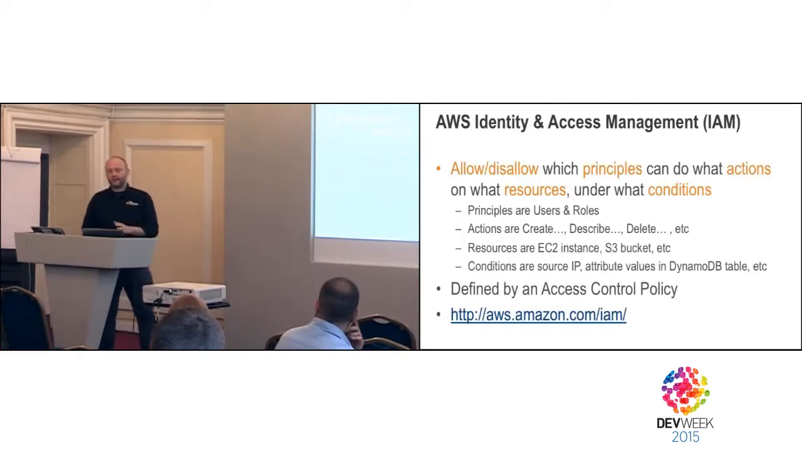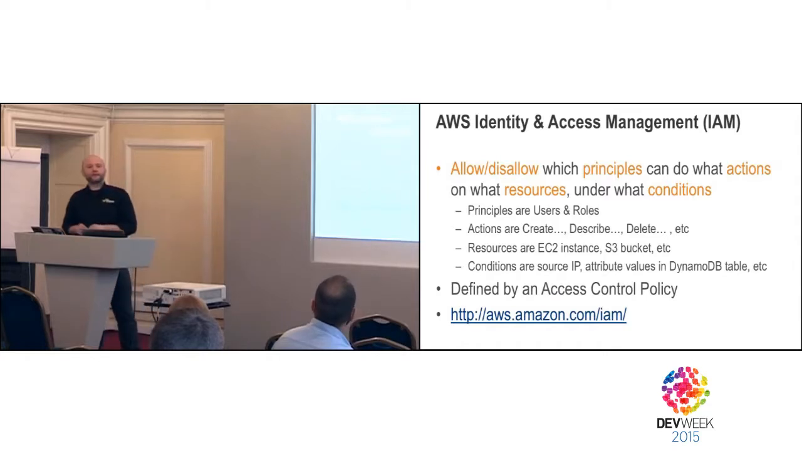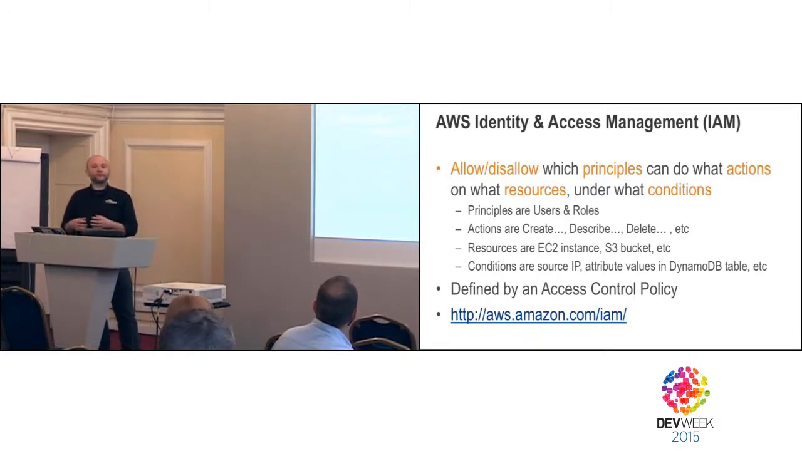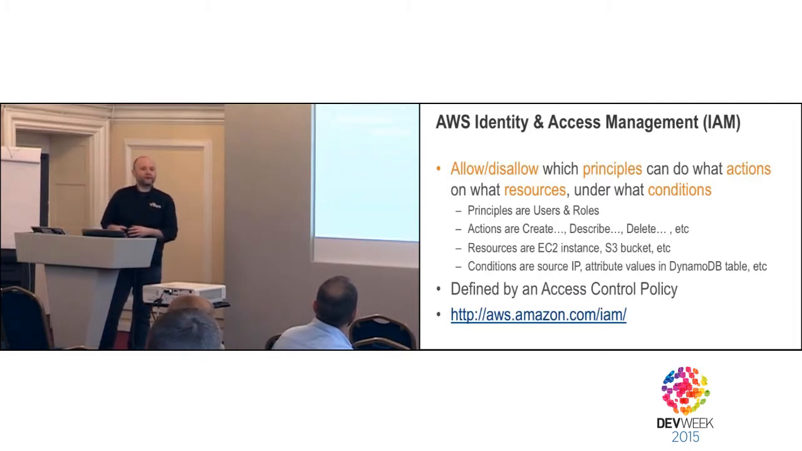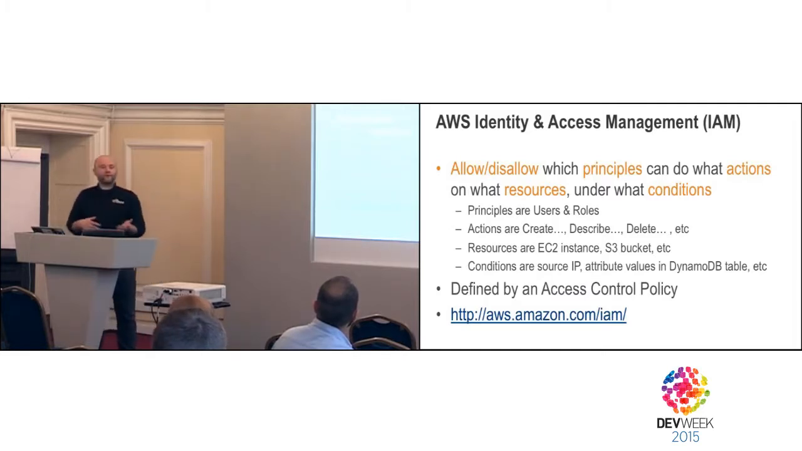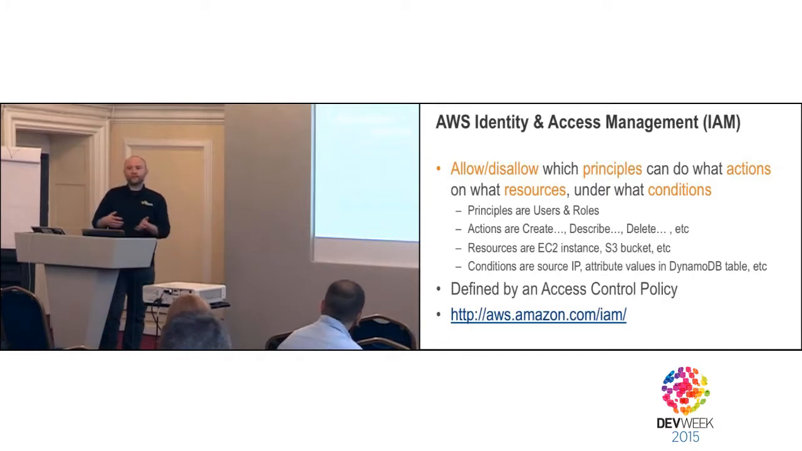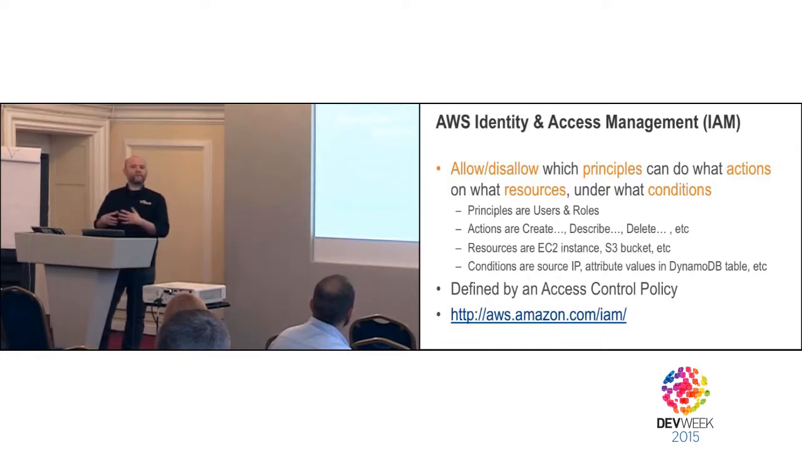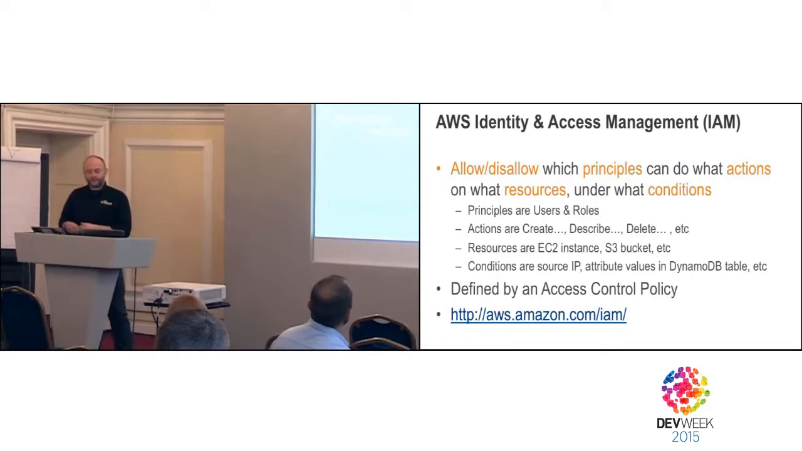Another service that we also provide is the Identity and Access Management Service. This is a way of creating users and roles within your AWS account, so you can specify what rights those users and roles have to interact with your AWS resources. You can set whether they are allowed or disallowed to perform certain actions on certain AWS resources. An action could be to create or delete something. A resource could be an EC2 instance, or it could be an S3 bucket, which is our storage service. And nearly every service has the ability to specify rights that you can perform against the resources.